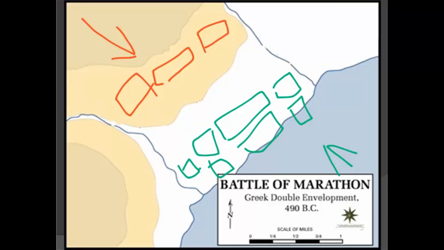The Persians had about 26,000 troops. I apologize for the earlier confusion. About 26,000 troops. So compare the 26,000 troops to the 9,000 Athenians. Who do you think is going to win? Seems pretty obvious, right? It was going to be a slaughter. At least that's what the Persians expected.